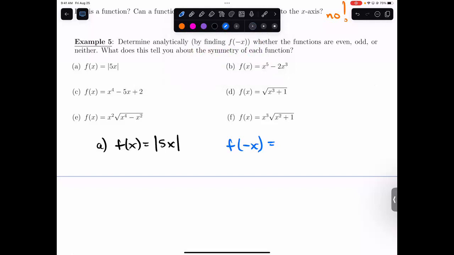So I want to take this function, and anywhere there's an x, I want to replace it with its opposite, negative x. So what does that look like? I've got the big set of absolute value bars on the outside, right? 5 times negative x, and the parentheses tell me I'm treating it like it's one thing. It's negative times x, that's important. Then we're going to simplify that. 5 times negative x, I could also write that as negative 5x, right?